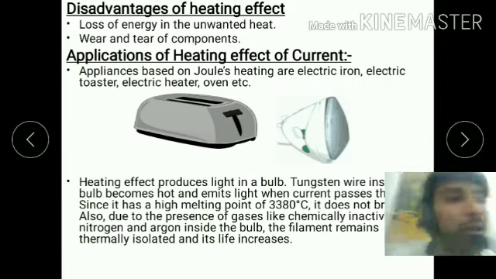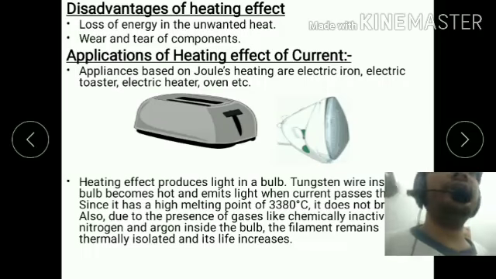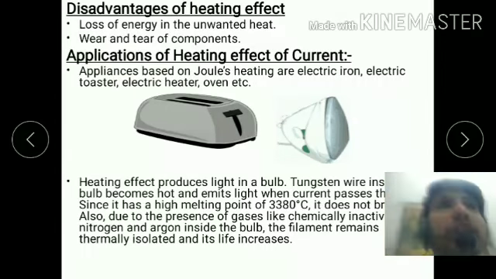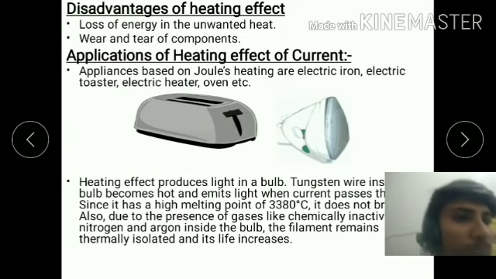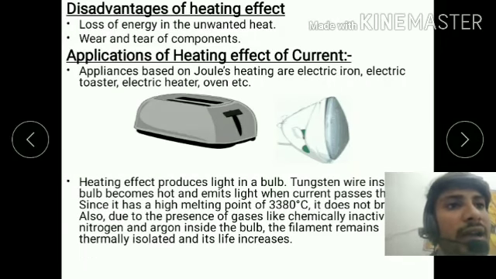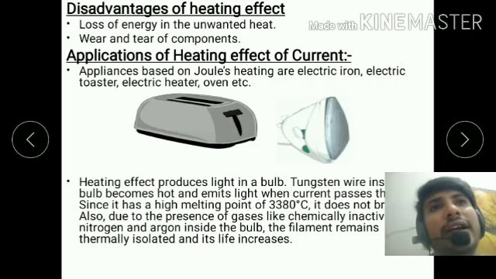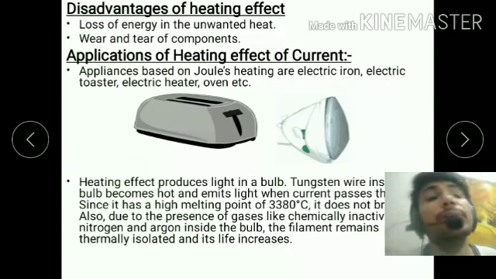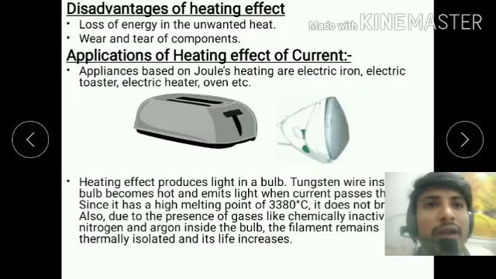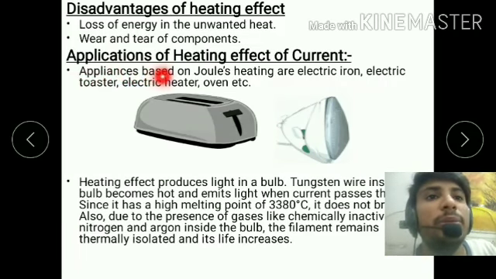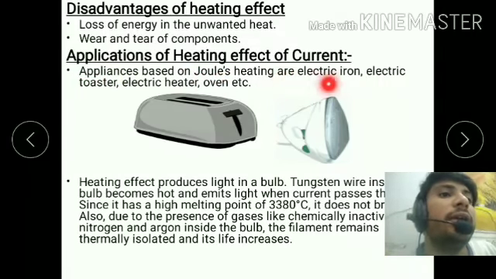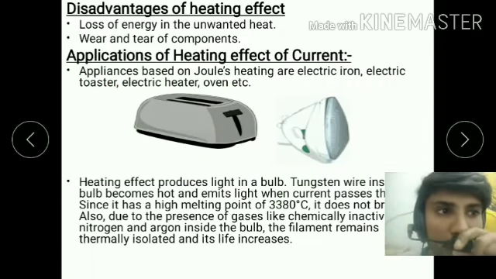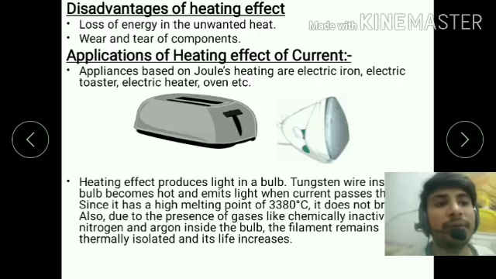Applications of heating. We have seen the disadvantages of the heating effect. Now we see the advantages. What is the advantage of the heating effect? Just look at the toaster, press, and iron. All these electronic appliances work on the heating effect of current. The first application is based on the Joule heating effect: electric fan, electric toaster, electric heater, oven. All these appliances work on the heating effect of current.